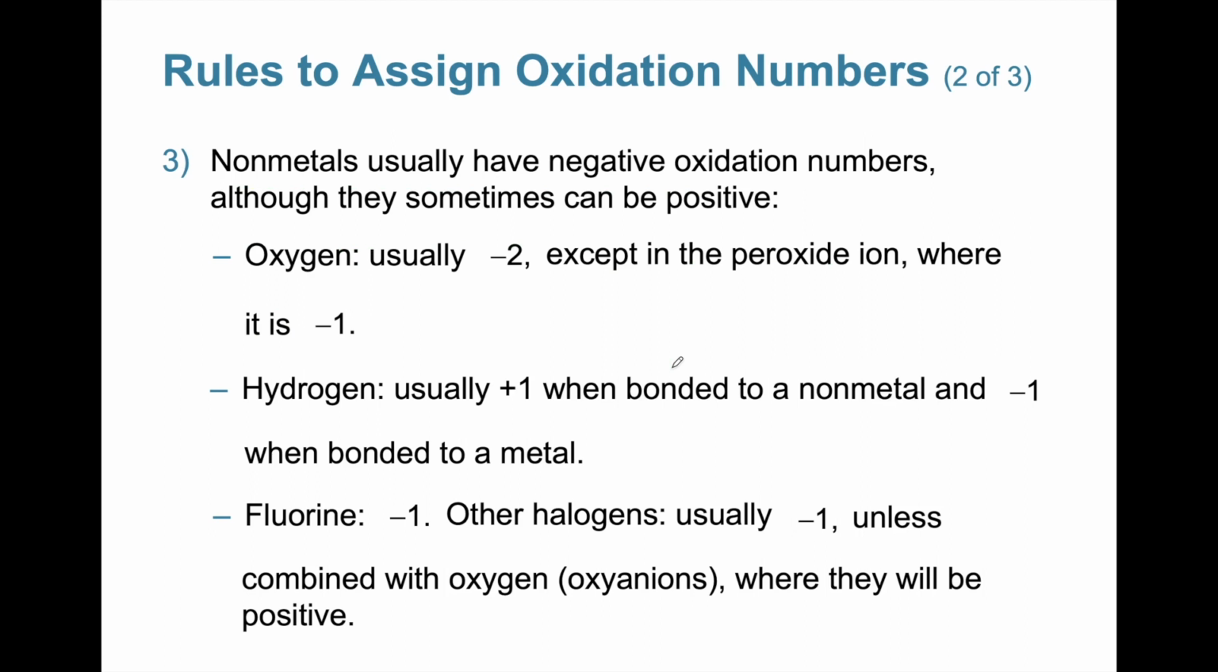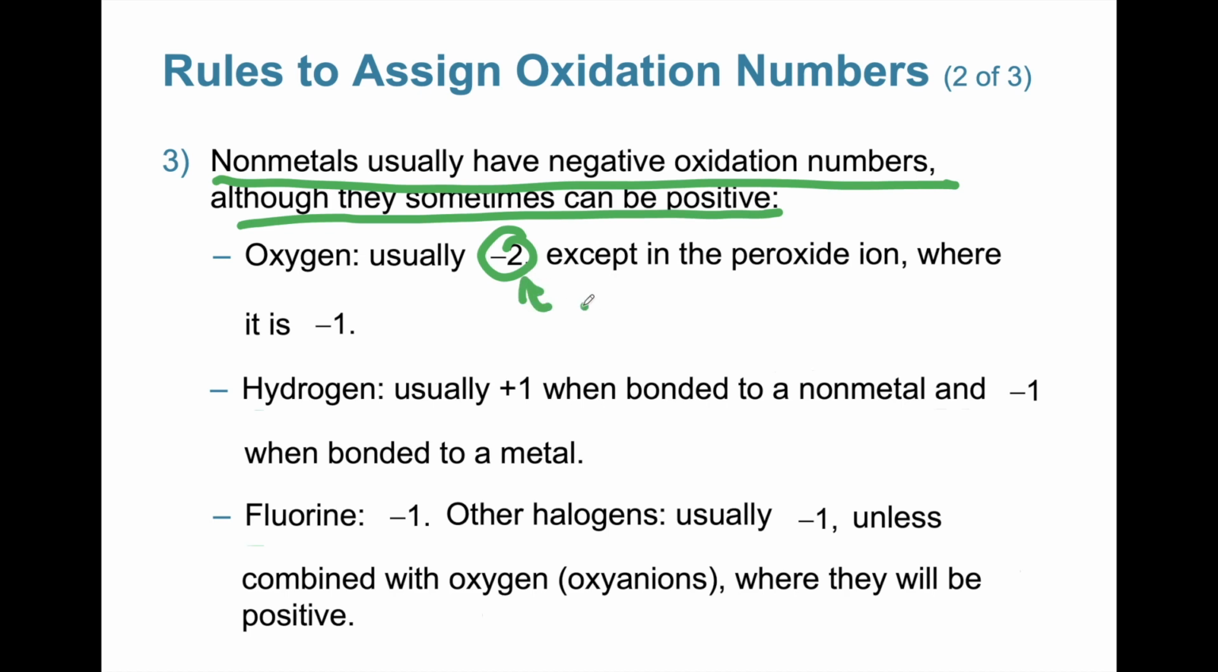And then we can go through some steps here. Nonmetals usually have a negative oxidation number, like I said before, although sometimes they can be positive. So for example, oxygen is usually a negative 2. Why is it negative 2? Because it's in group 6, right? And so group 6 means that minus 8 makes it minus 2. So it always wants to gain 2 electrons, right?